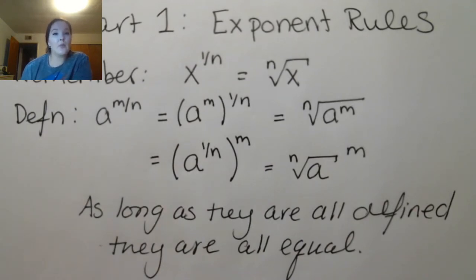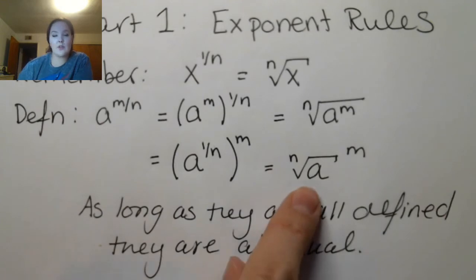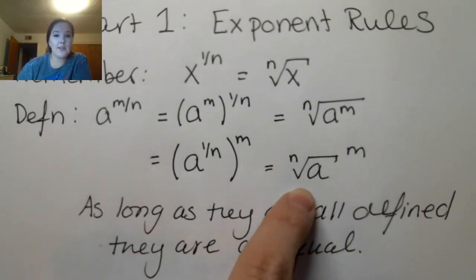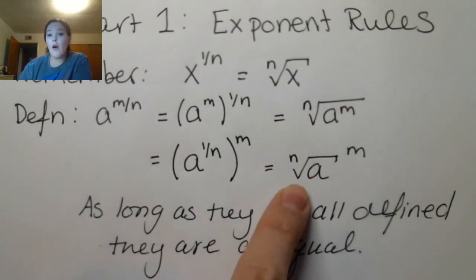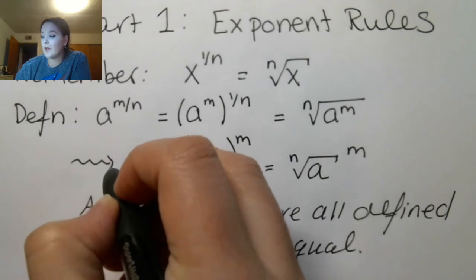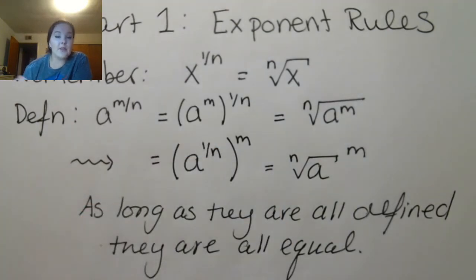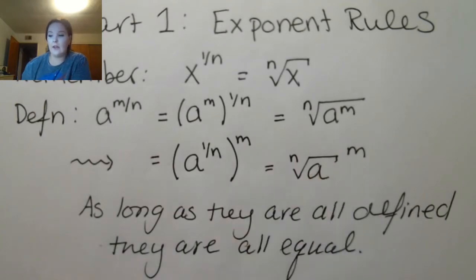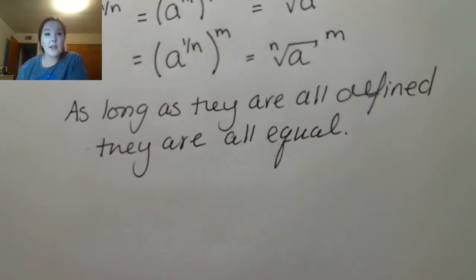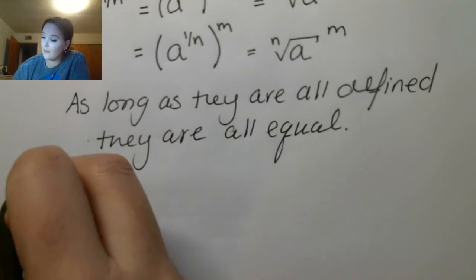In a practical sense, this one is often easier because taking the nth root of a smaller number is easier than taking it of a really big number. So often we will use this one just because in a practical sense, if we don't have a calculator, this is a little bit easier to do by hand. So let's actually see some examples of that.